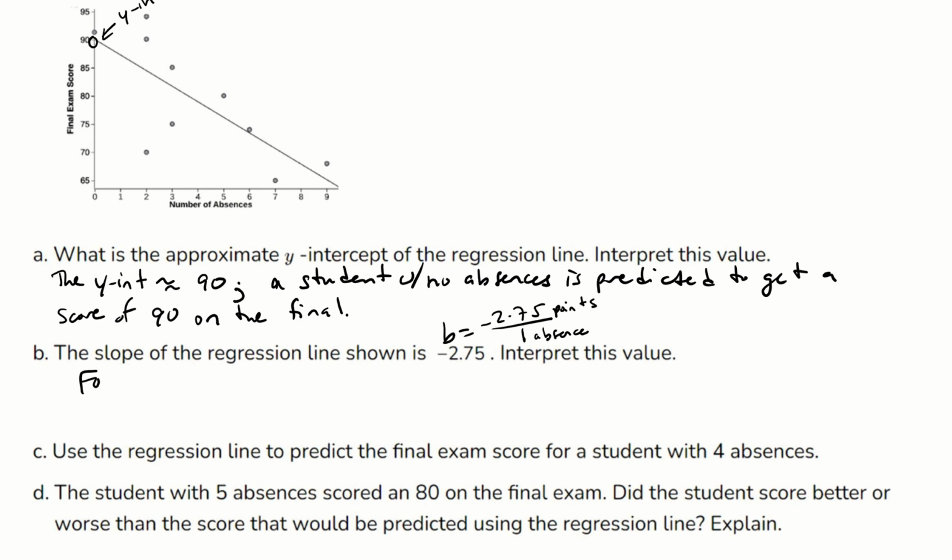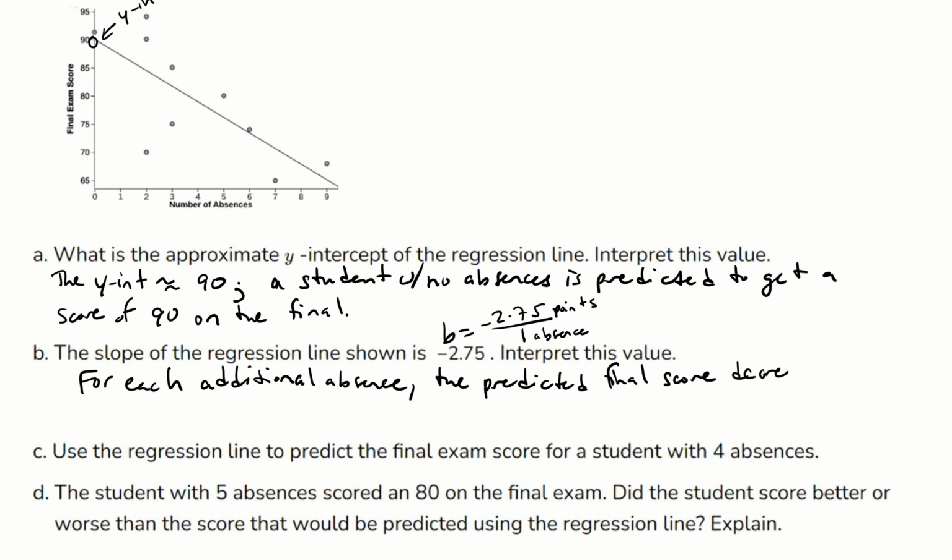So for each additional absence, the predicted final score decreases by 2.75 points.